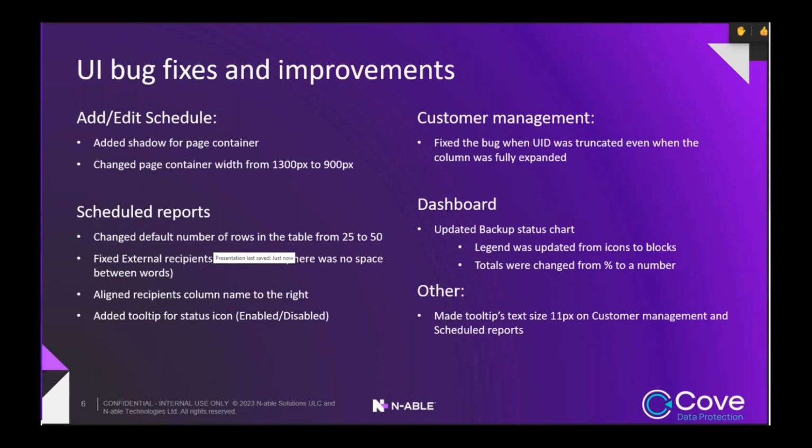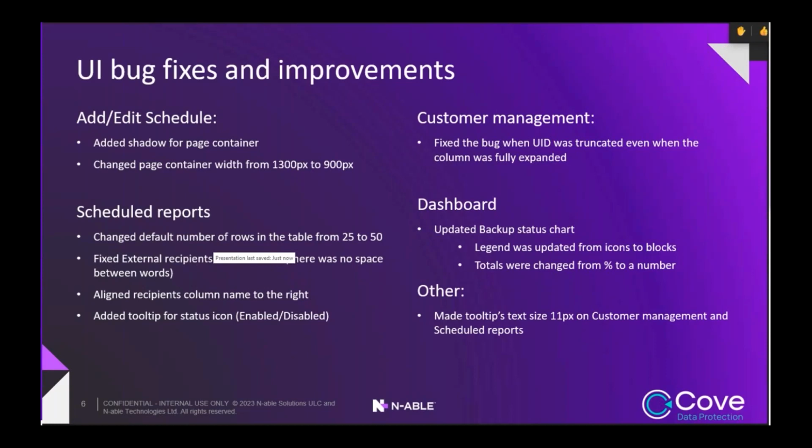Fixed external recipients. Oops, looks like I messed something up on my screenshot there. But there was no space between the words external and recipients in the prior UI. They aligned the recipients column name to the right. They set up tooltips for the status icon, so you could see whether it was enabled or disabled. You understood what those various icons meant.